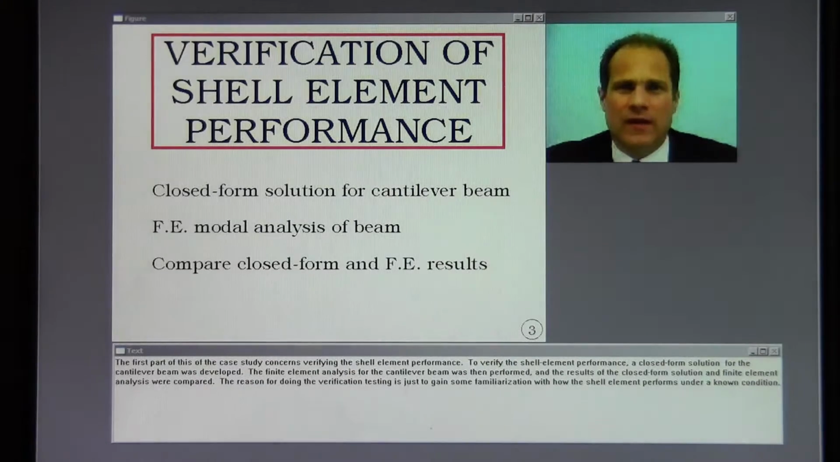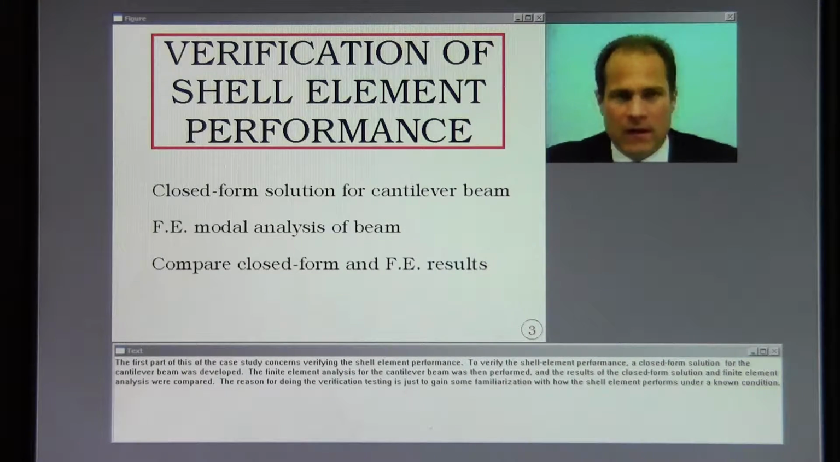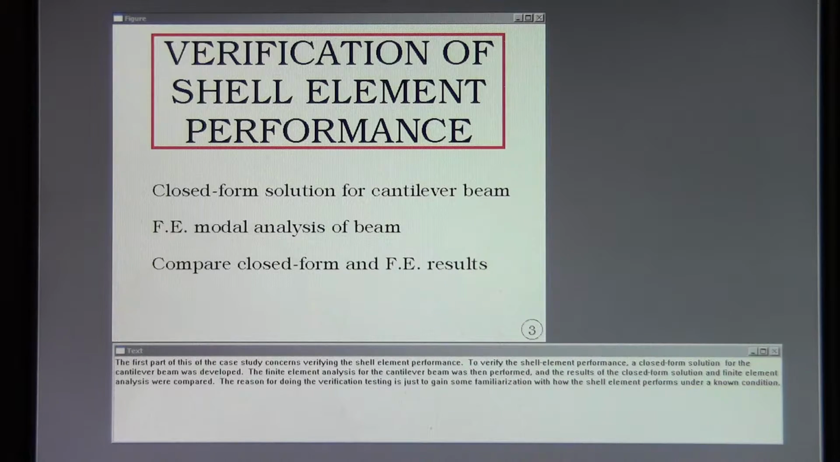The first part of the case study concerns verifying the shell element performance. To verify the shell element performance, a closed-form solution to a cantilever beam was developed. The finite element analysis of the cantilever beam was then performed, and the results of the closed-form solution and the finite element analysis were compared. The reason for doing the verification testing is just to gain some familiarization with how the shell element performs under a known condition.